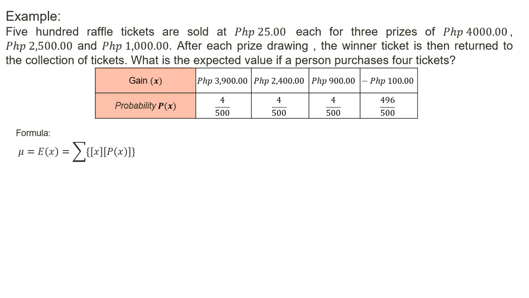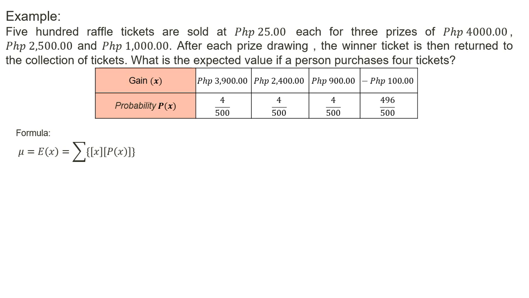Ano ba sa expected value? So, sa view po ng businessman, ito yung magkano ba yung kanyang pinuhunan. Magkano ba yung puhunan niya bago niya ibenta or bago siya kumita doon sa kanyang business. Example natin dito, 500 raffle tickets are sold at 25 pesos each for 3 prizes of 4,000, 2,500, and 1,000 pesos. After each prize drawing, the winner ticket is then returned to the collection of tickets. What is the expected value if a person purchases 4 tickets?